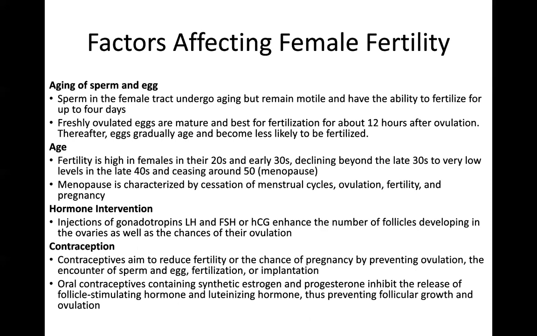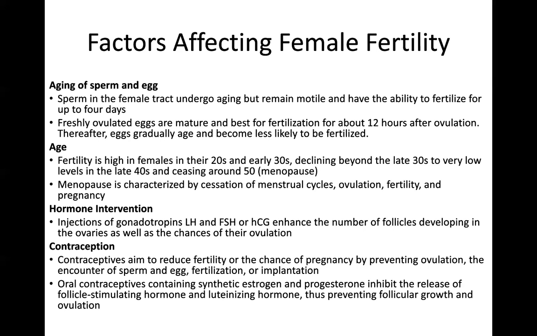All right, the first factor is not only the age of the egg, but also the age of the sperm that have been released inside of her. Sperm in the female reproductive tract undergo aging but remain motile and do have the ability to fertilize for up to 4 days, which explains why a female doesn't necessarily have to be on day 14 in her cycle during ovulation for her to get pregnant.